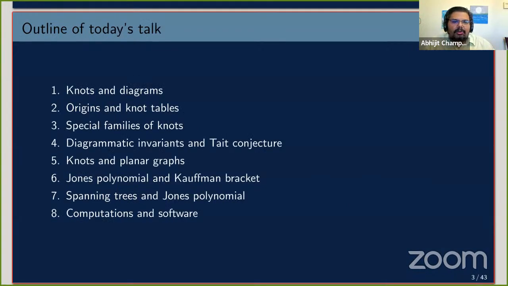So the outline of today's talk will start with knots, some definitions, their diagrams, the origins of knot theory, which are very interesting, some special families of knots, which we will use in the talk tomorrow, and also which keep coming up in studying knots. Then the idea of invariants, some diagrammatic invariants, and a very important conjecture called the Tait conjecture.